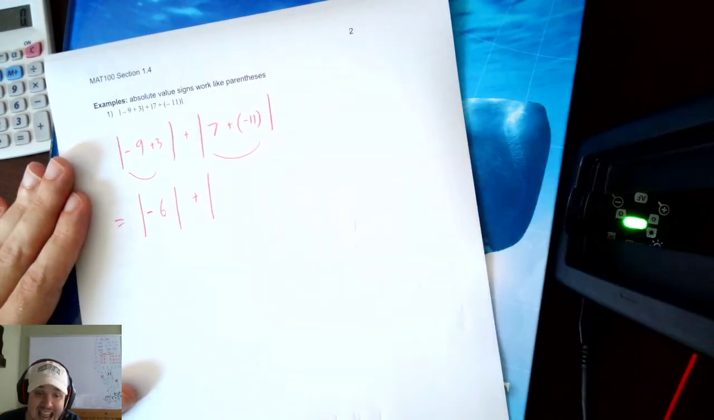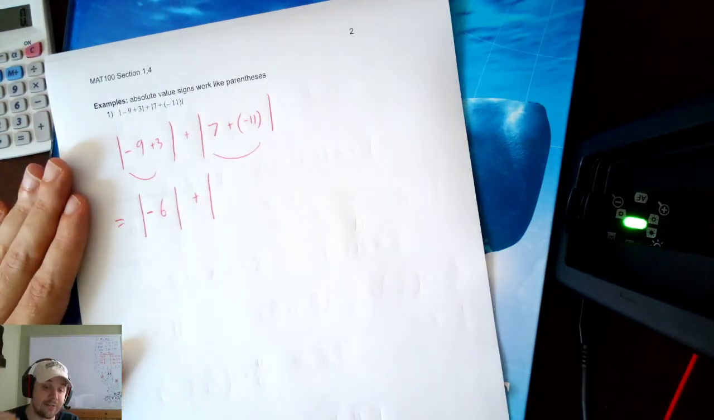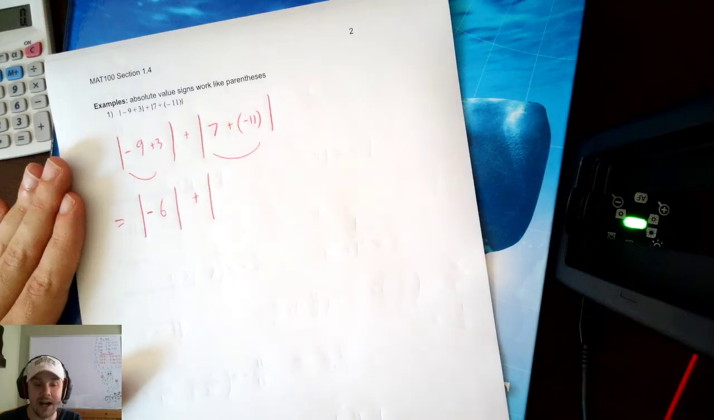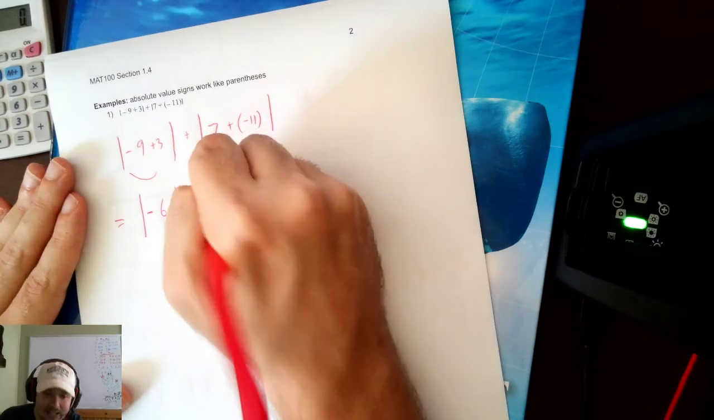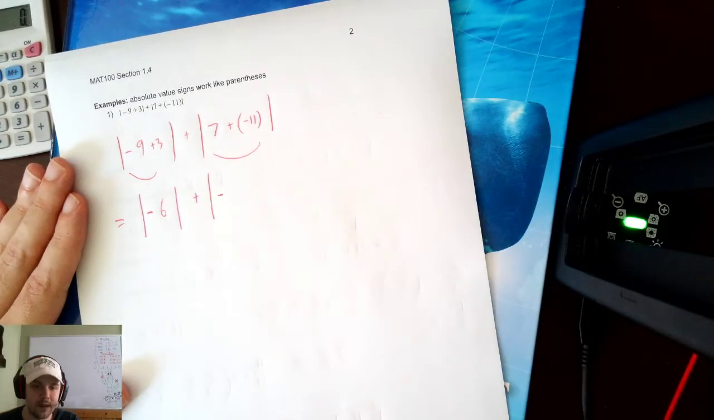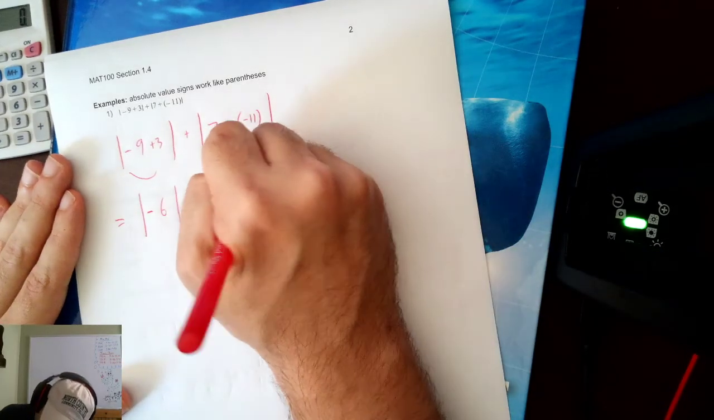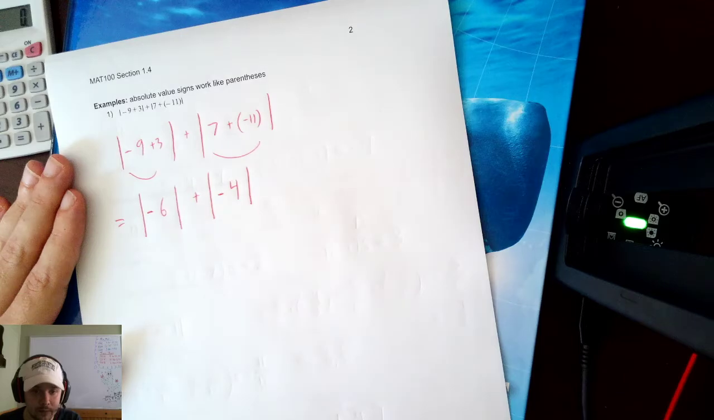7 plus -11. Once again, different signs. Which number is bigger, 7 or 11? 11 is bigger, so I'll take the sign from that number. And then what's the difference between 7 and 11? Well, those have a difference of 4.